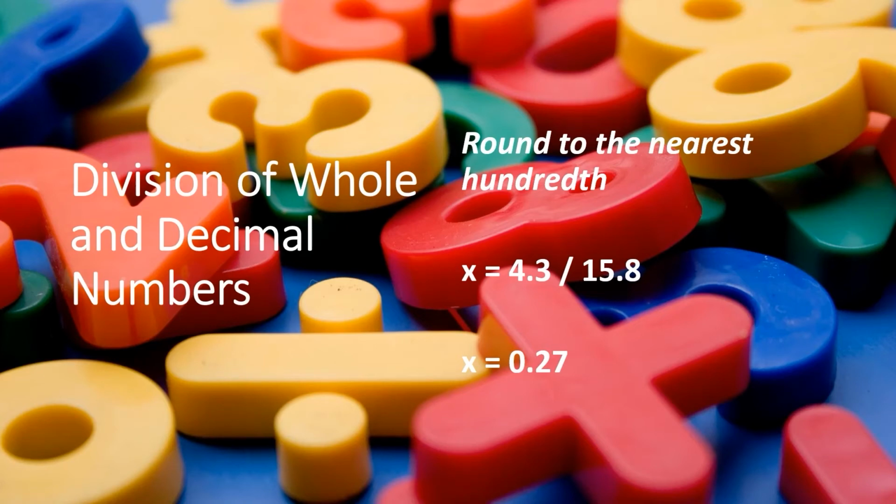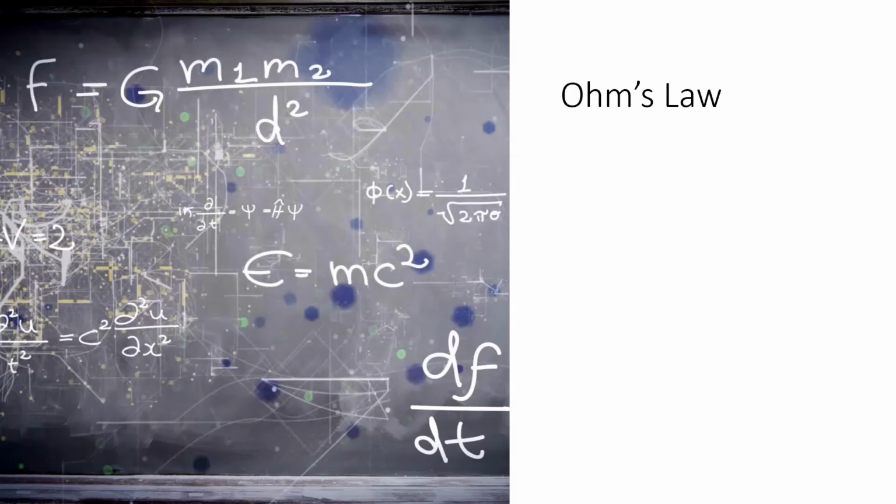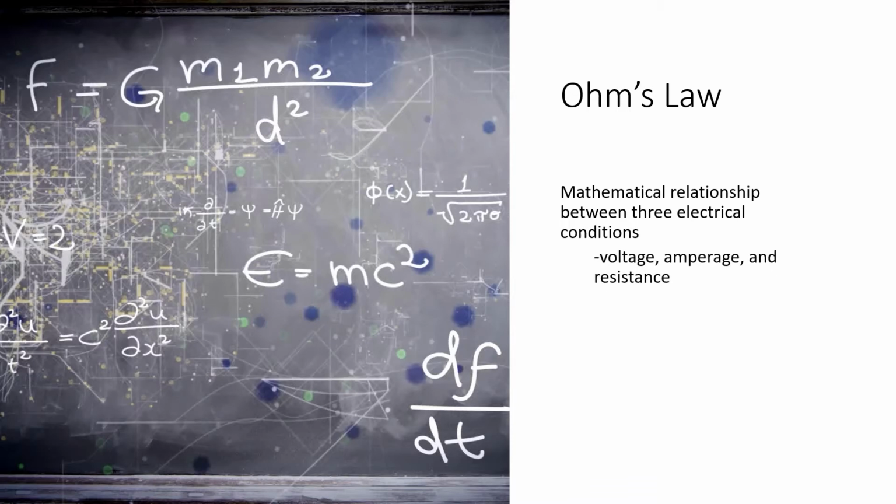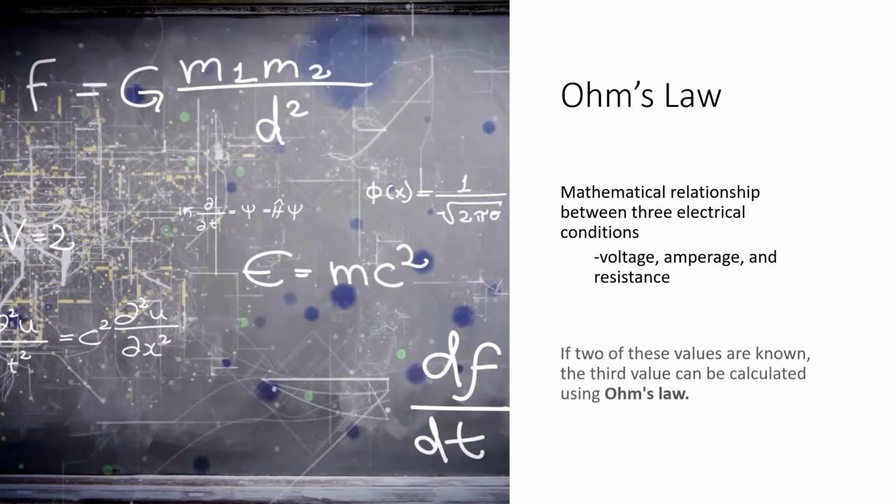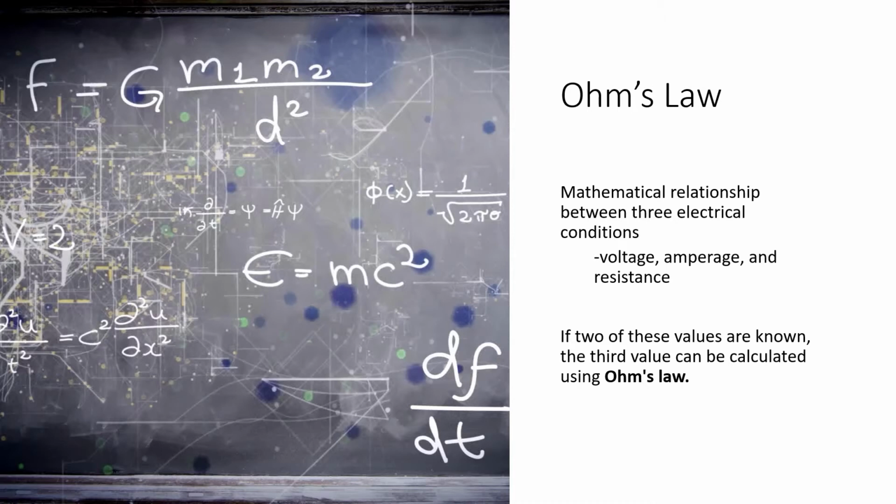Like with the multiplication examples, this lesson will cover Ohm's law. As a reminder, Ohm's law is derived from the mathematical relationship between three electrical conditions: voltage, amperage, and resistance. If two of these values are known, then the third value can be calculated using Ohm's law.